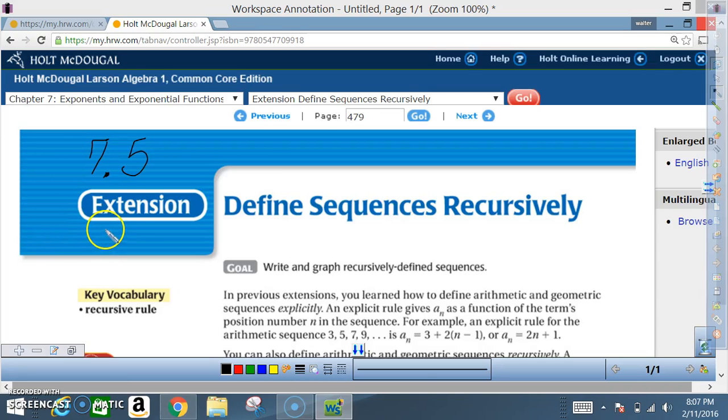Okay, class, today we're still in section 7.5. We're doing another extension, and today's title is Define Sequences Recursively. Make sure the section and title are in your notes. Our key vocabulary for today is recursive rule. Our goal is to write and graph recursively defined sequences.